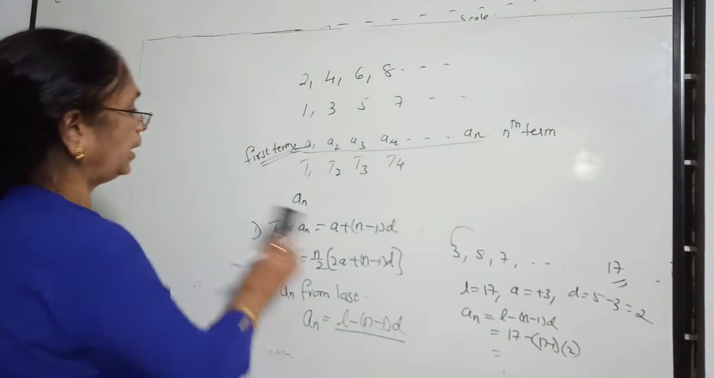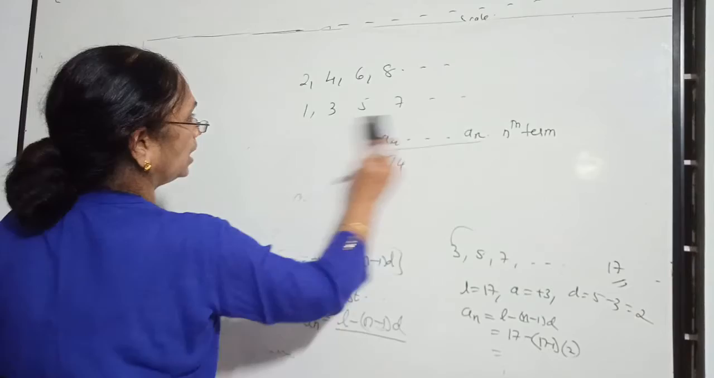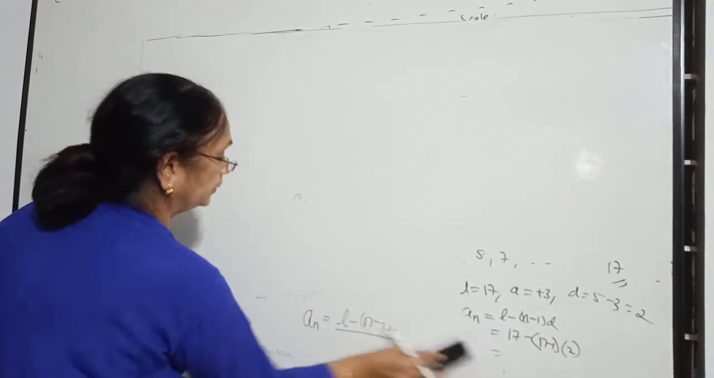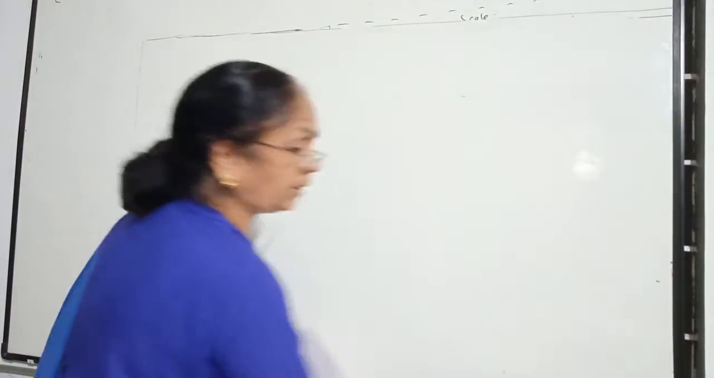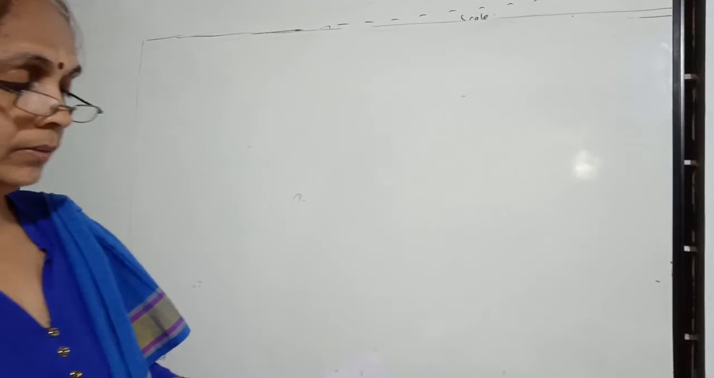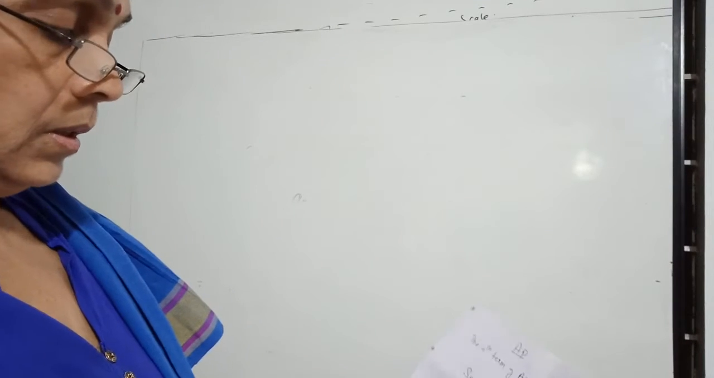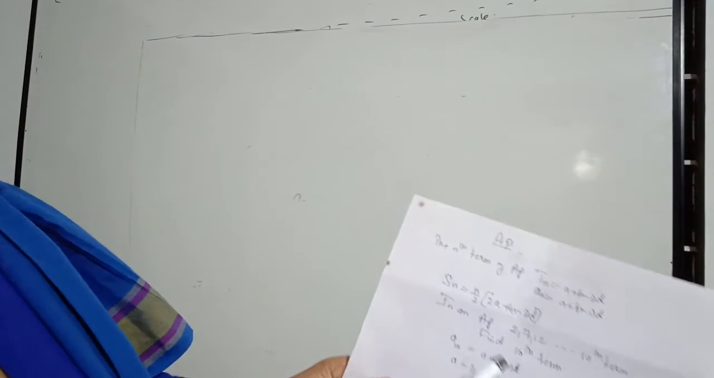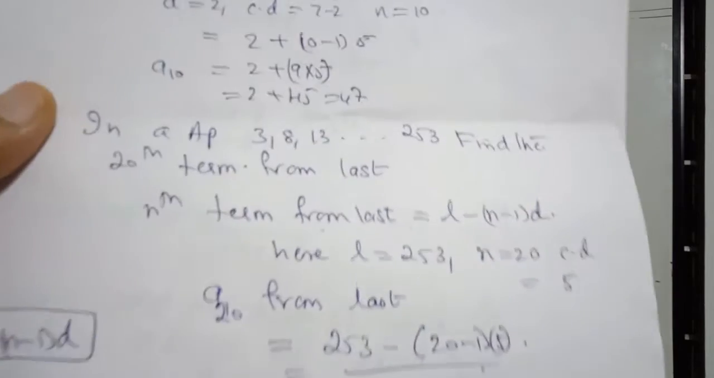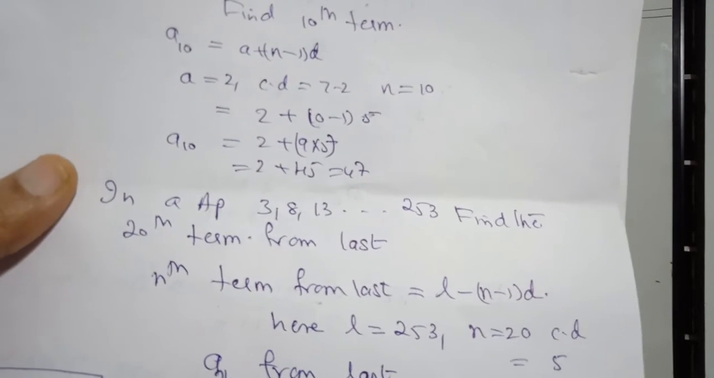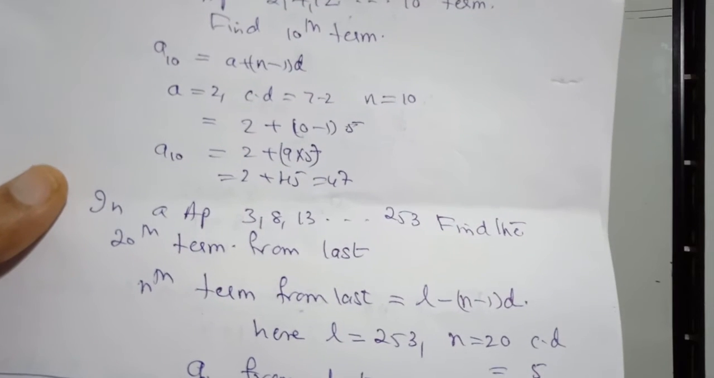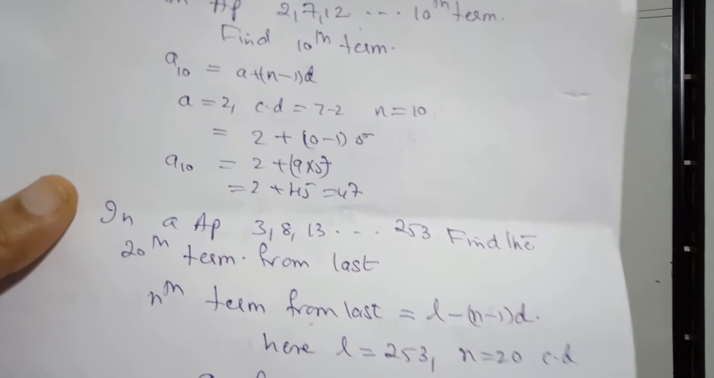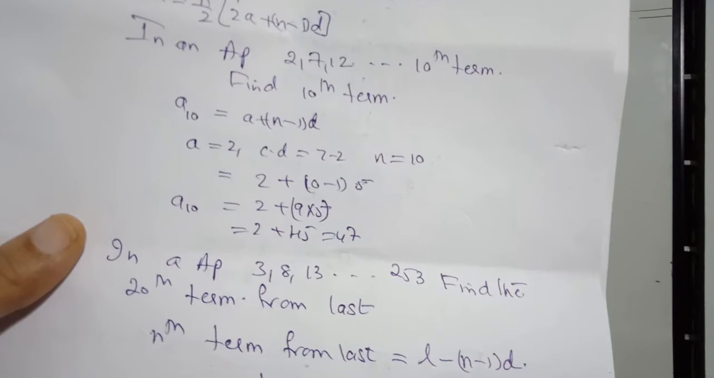One more sum I will do later on. Now let us do AP sums. One by one we will see the sums here. See, in an AP, the numbers are 3, 8, 13, dash dash dash 253. Find the 20th term from last. Same thing I just now told you. Before that, this only I will take first.